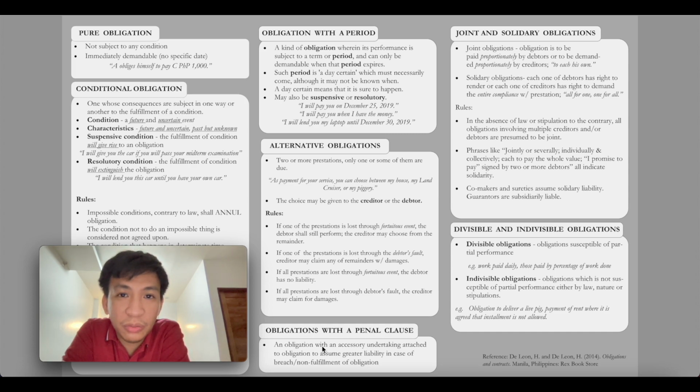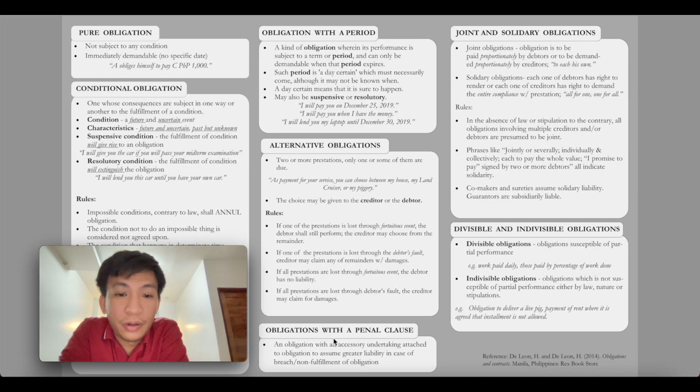Pero this time kasi kung nawala lahat, wala nang chance si debtor na makapag-fulfill ng kanyang obligation. So in this case, the debtor has no liability anymore. Okay? In alternative obligations. However, if all of the prestations are lost through the debtor's fault, kung nawala naman lahat, yung bahay, yung Land Cruiser, yung piggery, dahil sa kasalanan ni debtor, what will happen is the creditor may claim for damages. So, since wala nang maibigay out of the three, wala nang ibang choice kundi for the creditor to claim for damages. Okay. Those are the simple rules when it comes to alternative obligation.